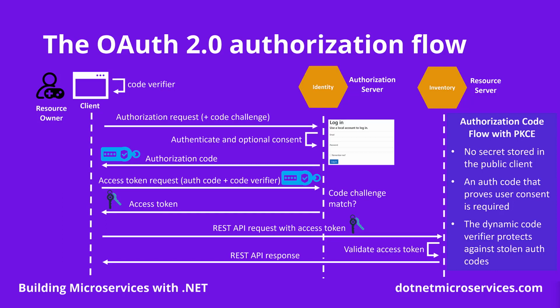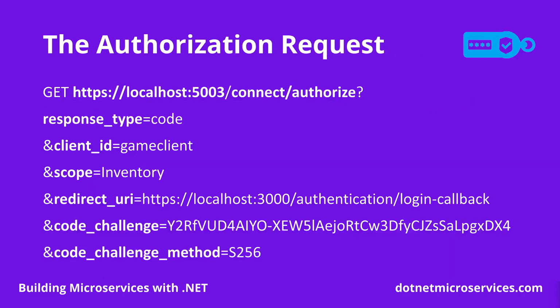Let's take a closer look at the elements involved in the initial authorization request sent by the client. This is how an authorization request for the authorization code with PKCE flow looks like. Let's understand what each piece means. This is the address of the authorization server, which in this example is running in our local box. This is the endpoint in the authorization server that can be used to request an authorization code.